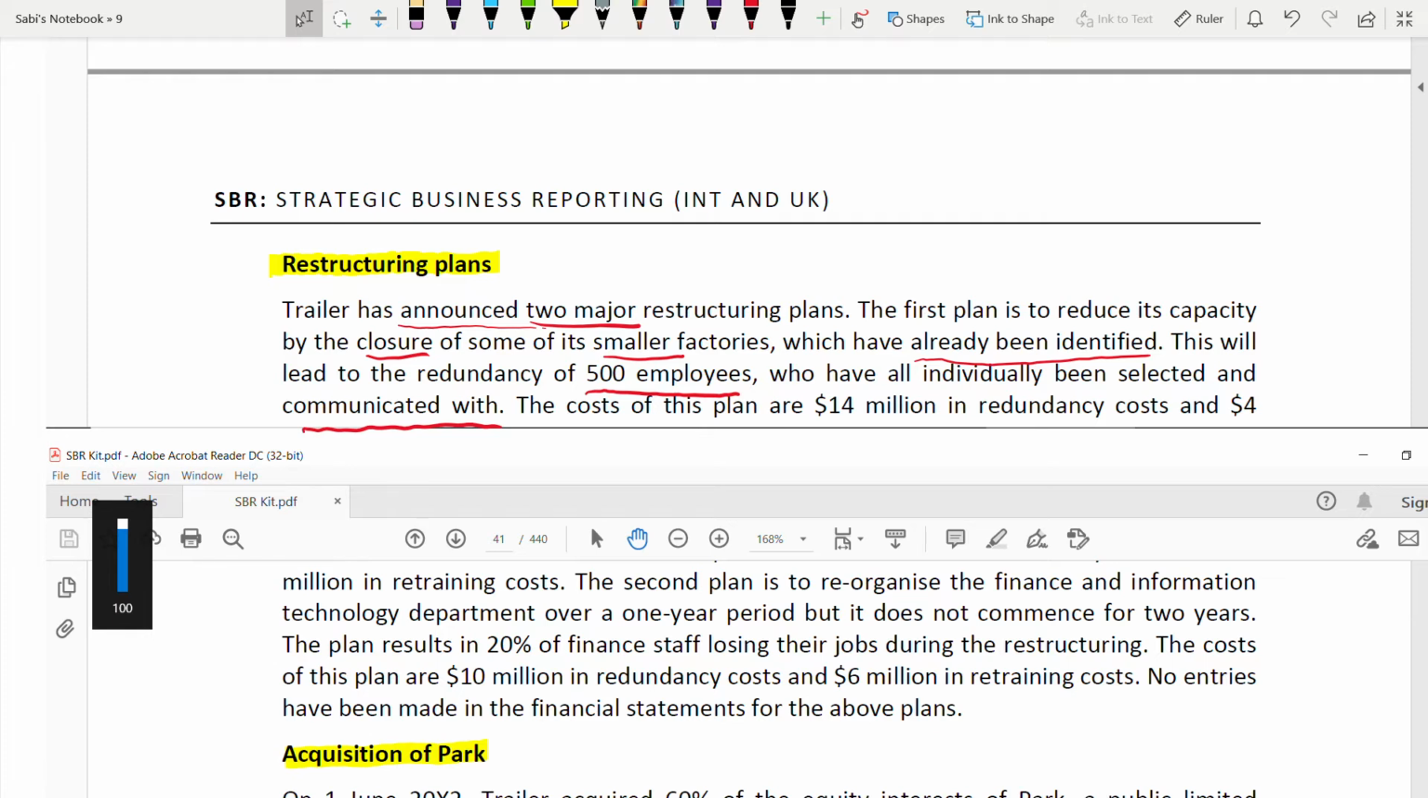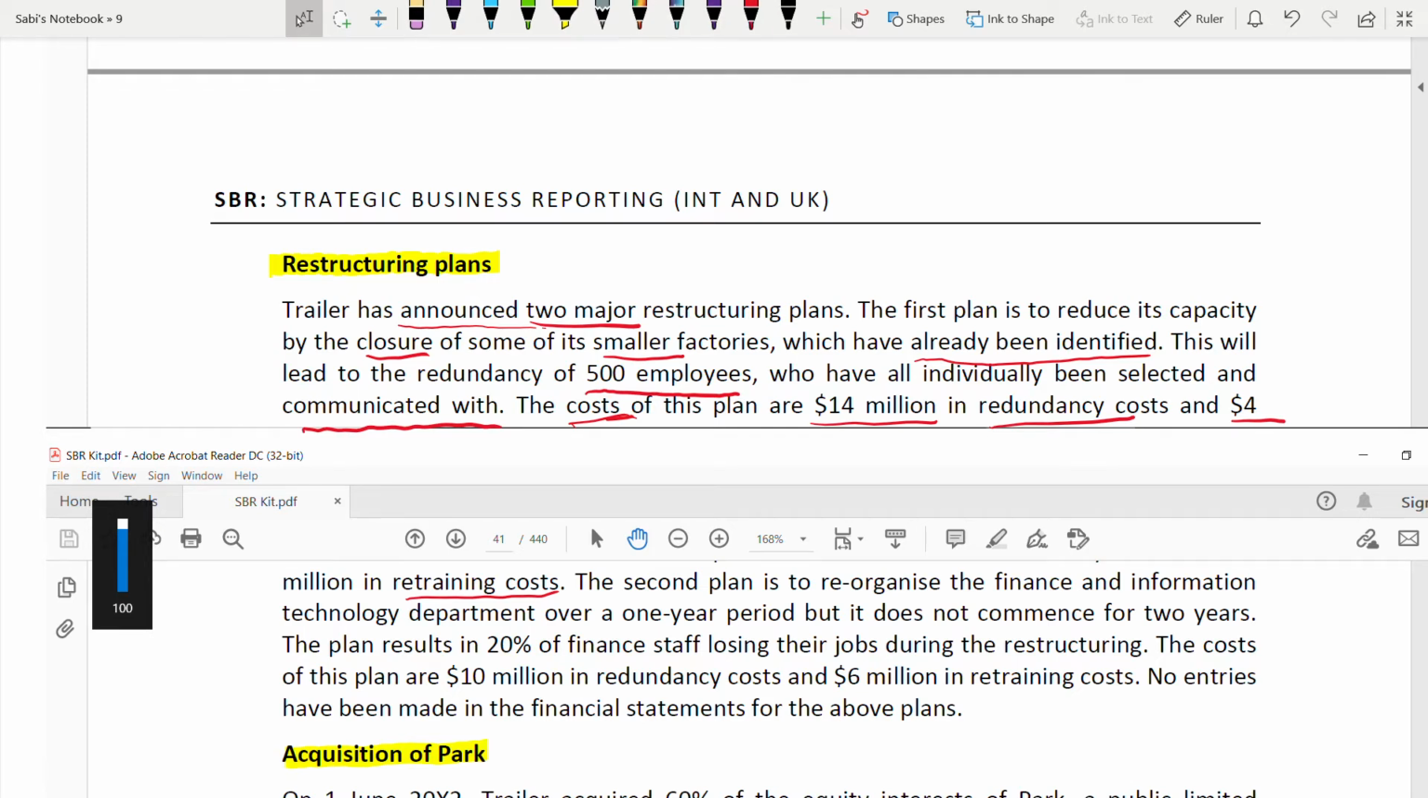So the cost of this plan was how much? 14 million. Restructuring is also costly, okay? 14 million in redundancy cost and 4 million in retraining cost. There are two types of cost. 14 is redundancy, 4 is retraining. Because definitely when you restructure and sell off, you need to retrain the existing staff.